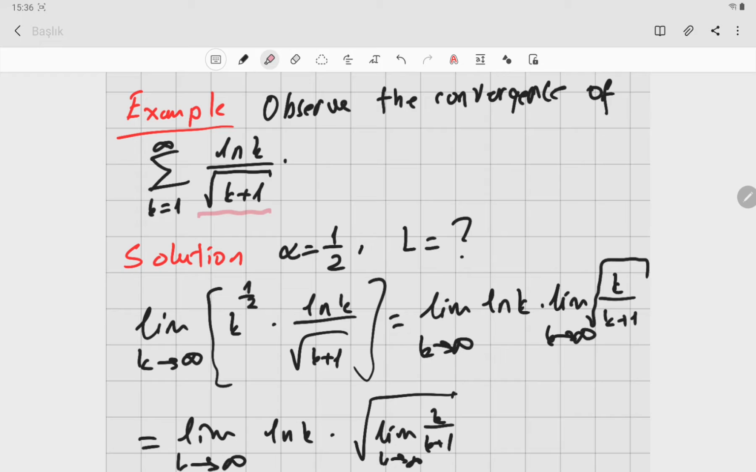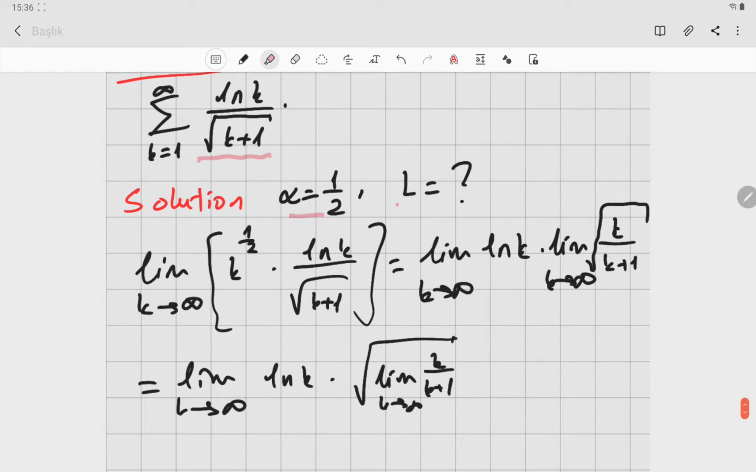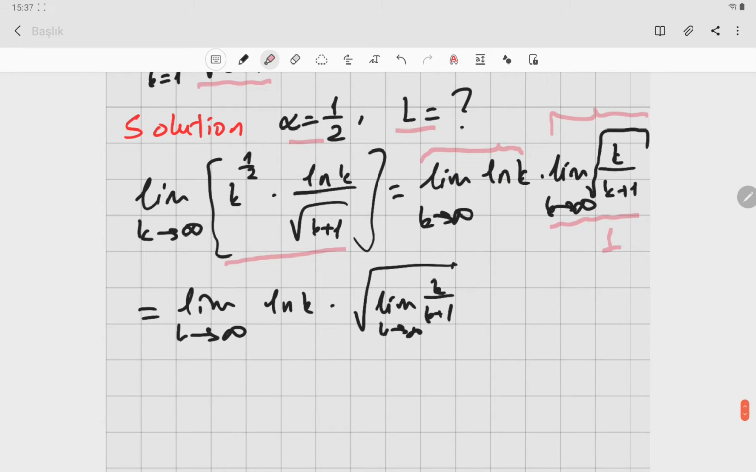So in order to apply the limit test, if we take alpha equals 1 over 2, we are going to find an L. Let's look into this limit, and from the properties of the limit we can calculate these limits separately. This one is equal to 1, and this one we know already is infinity.